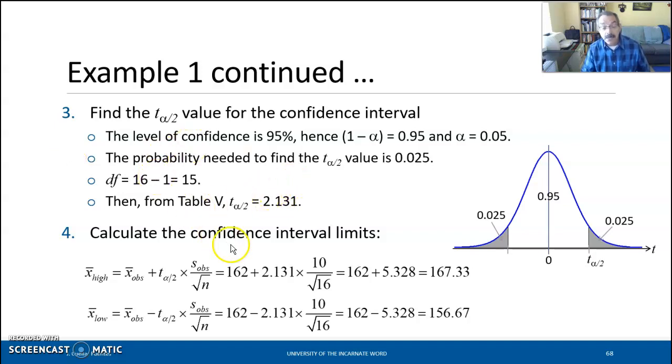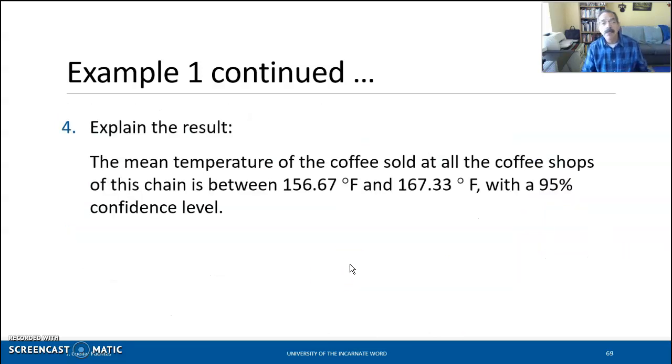Once we have all this information, we put it into the equations for the upper and lower limit of the confidence interval. You carry out those calculations, and here we find the upper limit and the lower limit of the confidence interval. The last step is to interpret the confidence interval, and we use what I showed you in the previous segment. So we say that the mean temperature of the coffee sold at all the coffee shops of this chain is between 156.67 and 167.33 degrees Fahrenheit with a 95% confidence level. All right, so this is the first example.